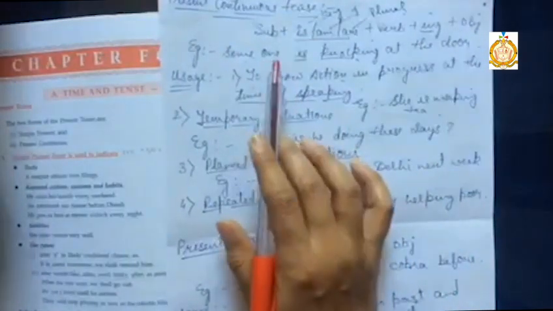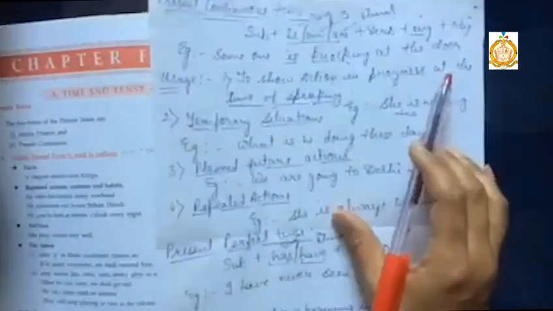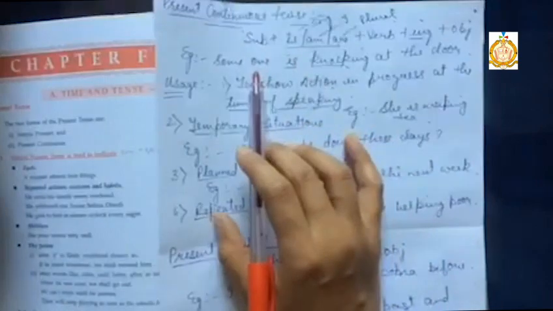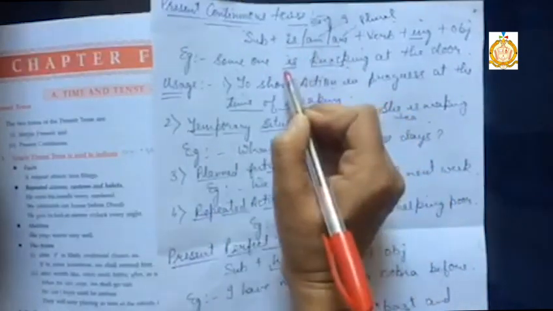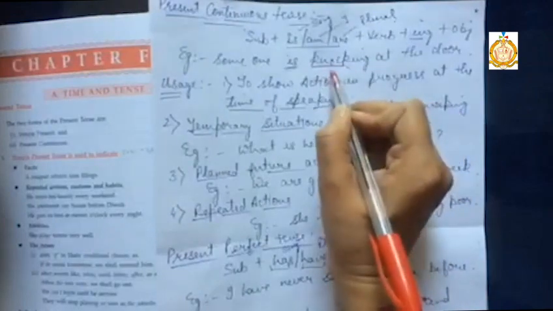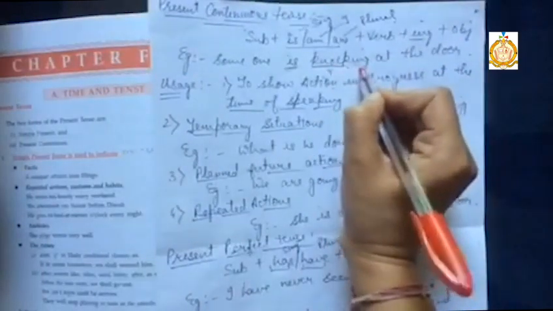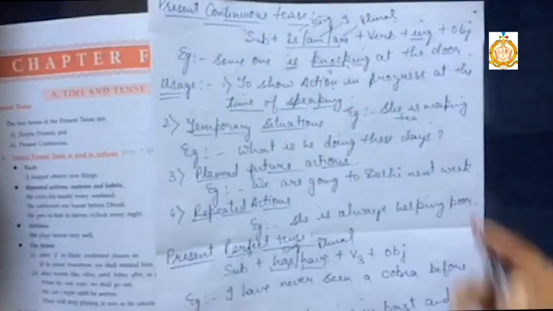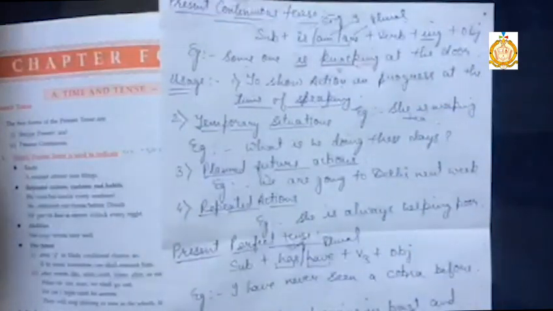Consider the example, someone is knocking at the door. Here someone is a singular thing, so we have used is, and the verb was knock, so we have applied ing with the verb, and at the door is your object.